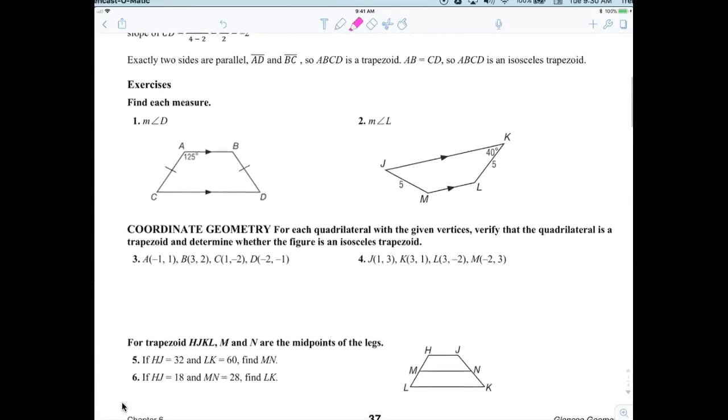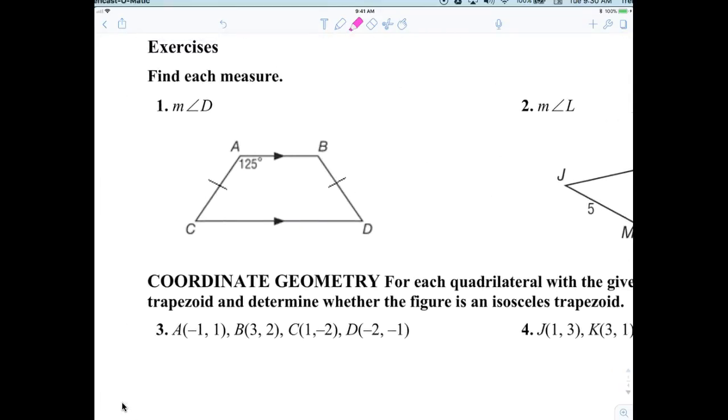So now, if we're down here, this is an example of an isosceles trapezoid. All right. So angle D is the same as angle what? C. Everybody with me? Angle B would have to be what? 125. So angle D would be 55. That's how simple that is.